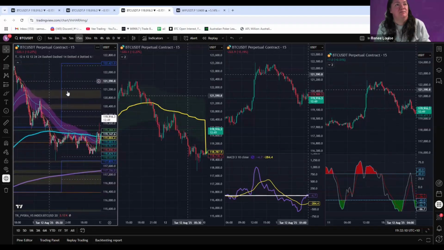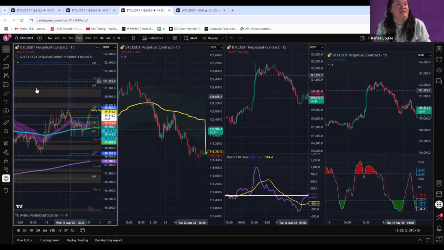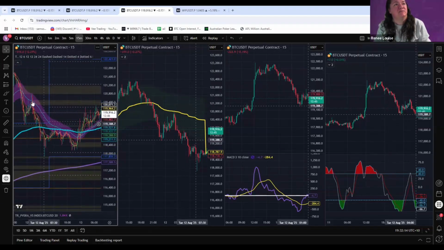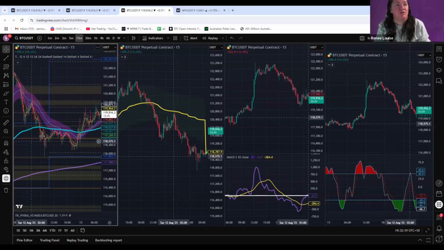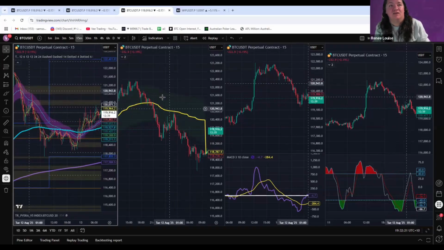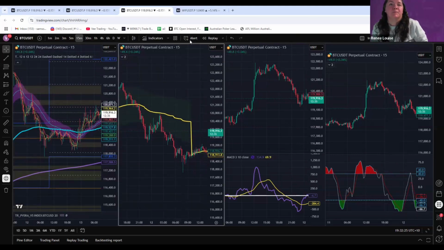So even on the moving averages, you're getting a similar kind of thing. You're finding the rejection and then support levels on both the moving averages and on the VWAP. So you can use these as both of those areas of confluence.